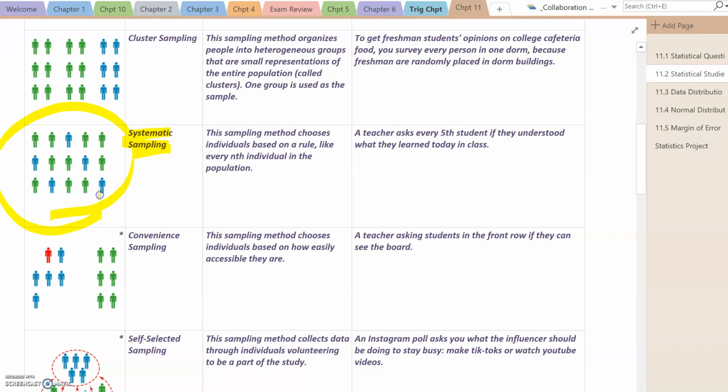So this is what a picture of systematic sampling would look like. Here it looks like if we count left to right, it's every third person they've asked to be a part of the sample. So in my example over here, a teacher asked every fifth student, sorry, not every fifth grade, that wouldn't make any sense. I apologize. Every fifth student. A teacher asked every fifth student if they understood what they learned today in class. So the teacher's not going to ask the whole class. They're just going to ask every fifth student and assume that the students that they aren't asking also had similar experiences.